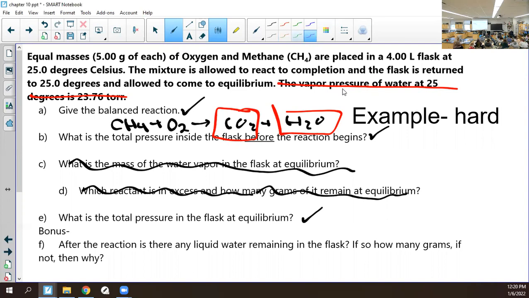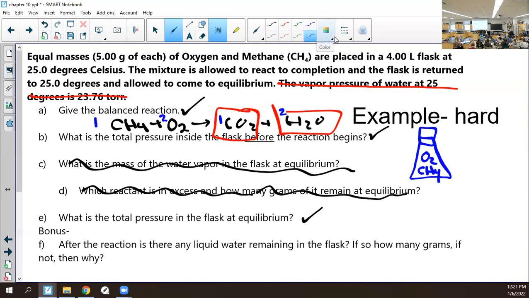So here we go, my friends. Are you ready? First, you got to balance this. If I remember, it's 1, 2, 1, 2. Is that right? Okay, fair enough. Total pressure inside the flask before the reaction begins. The only things inside this flask before it begins are oxygen and CH4. Fair enough.